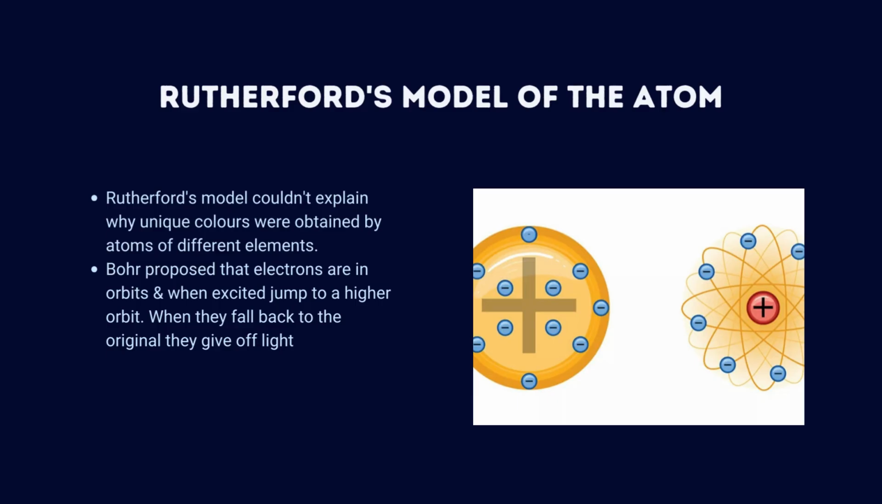Unfortunately, Rutherford's model of the atom failed to explain why atoms of different elements produced unique colors. This led to the development of Bohr's model, which proposed that electrons moved in specific orbits around the nucleus and could jump to higher orbits when excited. When these excited electrons fell back to their original orbit, they released energy in the form of light. This explanation helped to clarify why different elements produce distinct spectral lines and revolutionized our understanding of the atomic structure.